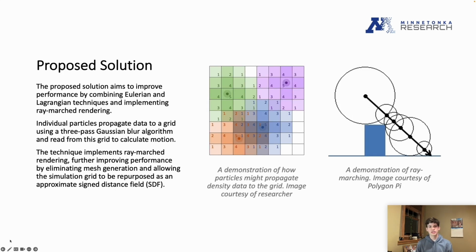So the proposed solution to this problem is to actually combine Eulerian and Lagrangian techniques and have individual particles propagate their data to a grid using a 3-pass Gaussian blur algorithm, and then subsequently read from this grid to calculate motion. And the technique also implements ray march rendering, which further improves performance by eliminating the mesh generation step altogether, and instead allowing the simulation grid to be repurposed as an approximate signed distance field.